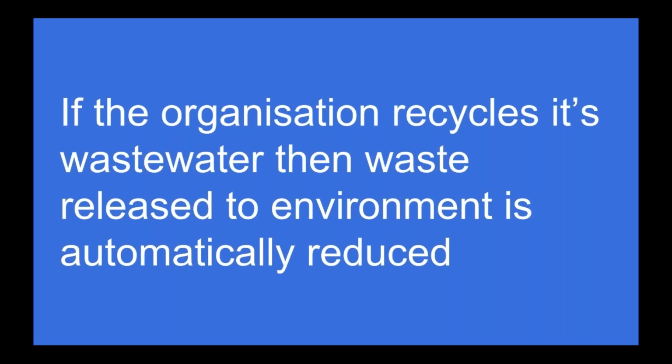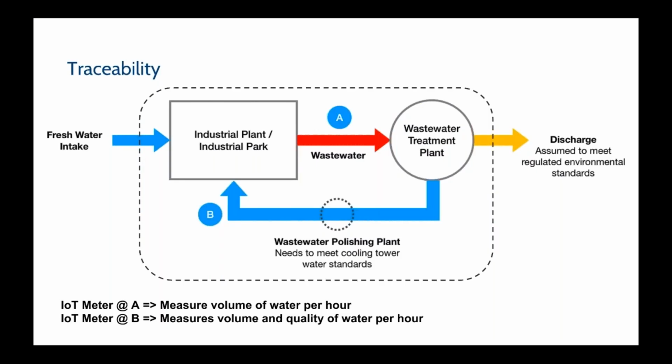So the way we do this is we set up a plant wherein we have full traceability. Within the borderline, we know exactly what is happening because this is happening within the premise of the corporate. And we have fresh water that we take in, which cannot be measured. There is discharge happening to the environment, which cannot be measured. But what's happening within the plant, a regulator can measure by installing IoT meters.